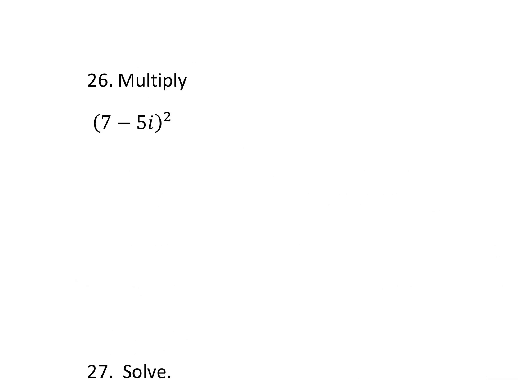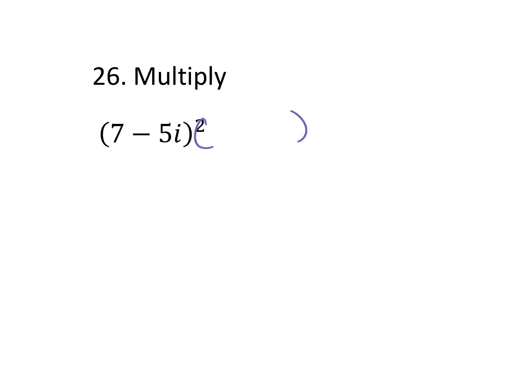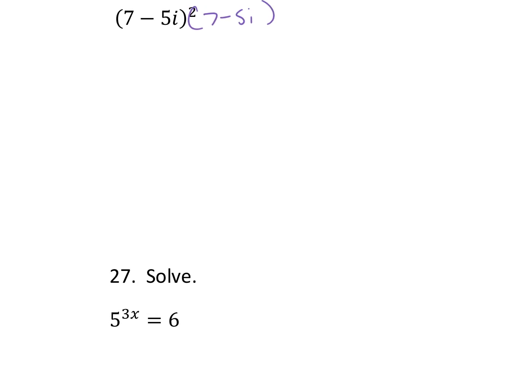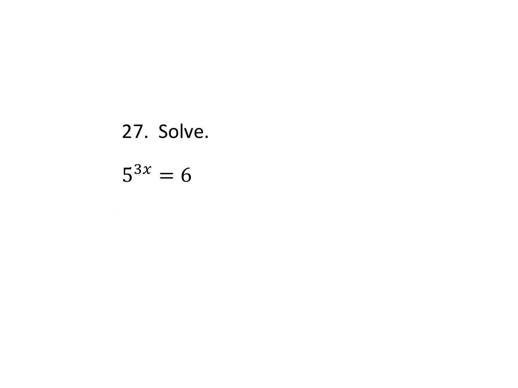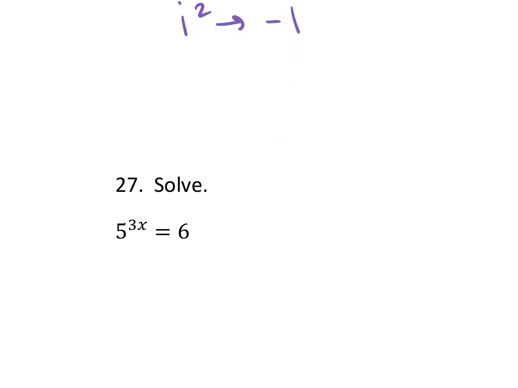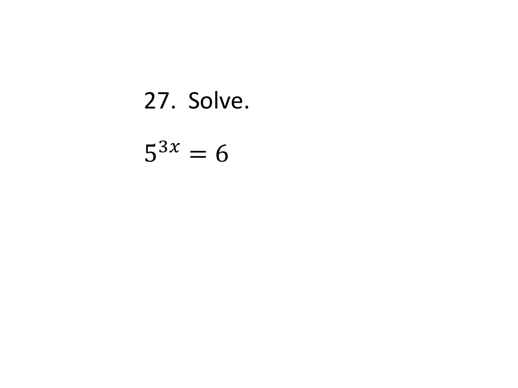For 26, to multiply this, just write it twice and FOIL it out. So you cannot just distribute the squared. You got to write it twice and FOIL it out. I'm sure you guys know how to FOIL, so we're going to skip. But just make sure, if you have an i squared, what does it turn into? -1.